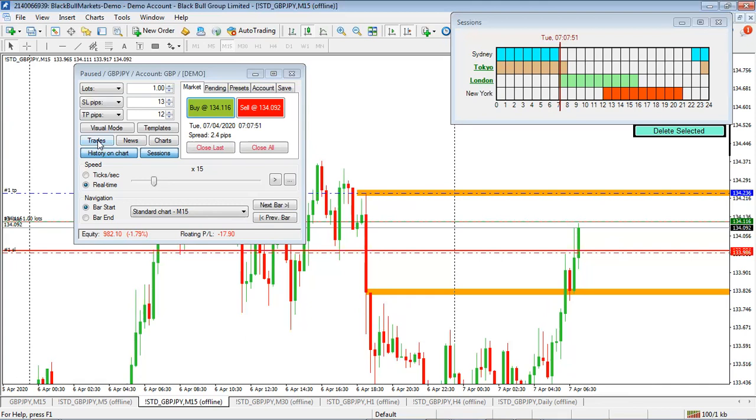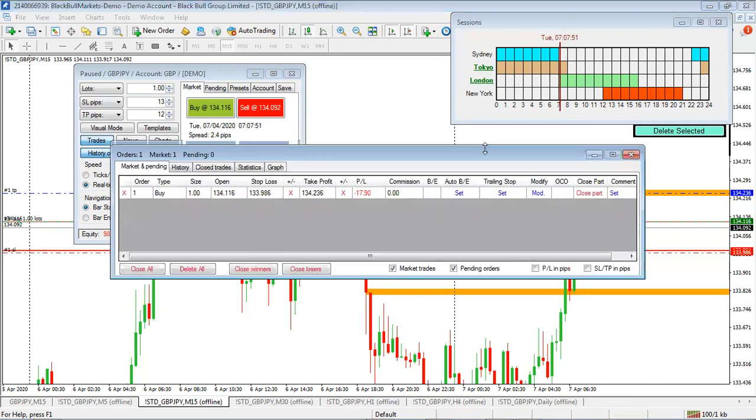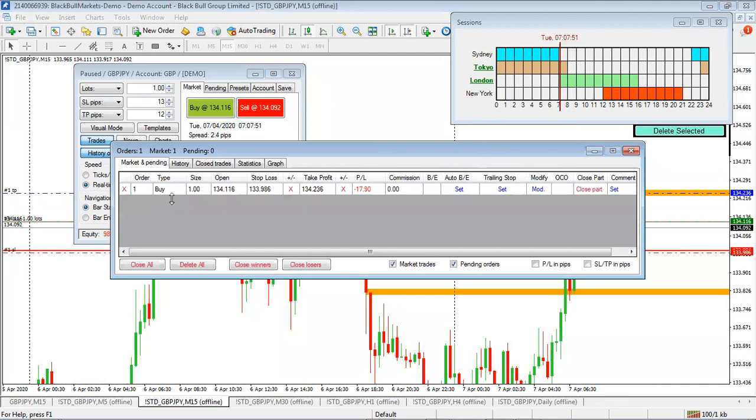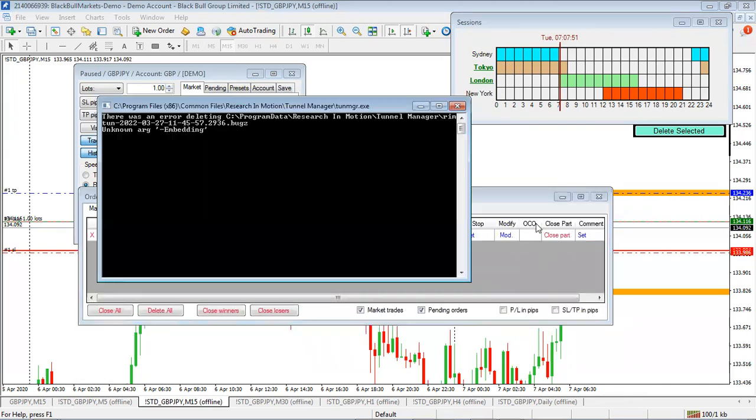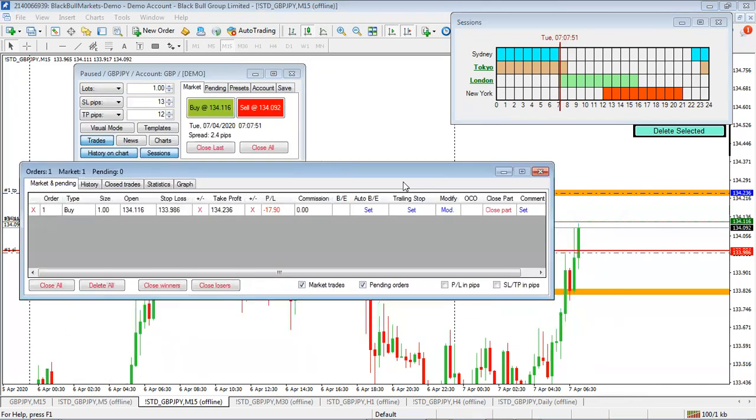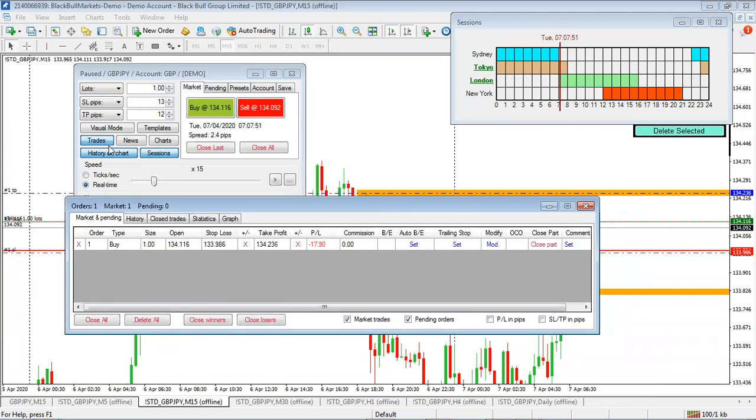Now let's go to the trades. See, we've opened a buy at one lot, and that's where our stop is, and that's where our profit is. Our spread is about 1.7 pips. It's good enough, and then we'll be closing partial here just to manage our risk. Right, let me hide this for now.